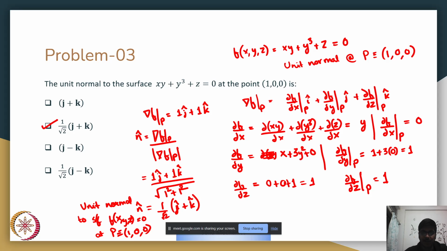Have you guys understood the proof of how we get the gradient as the normal to a surface? Yes, sir. Okay.